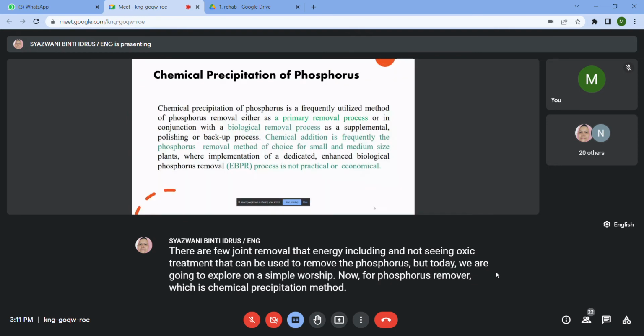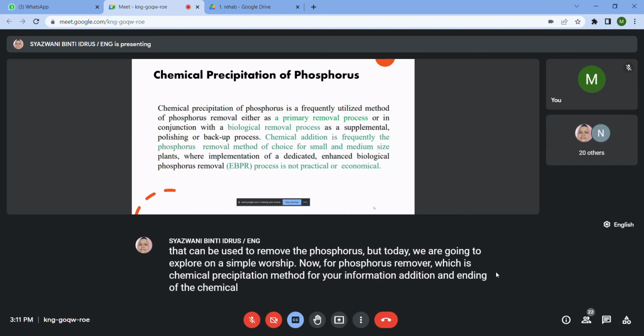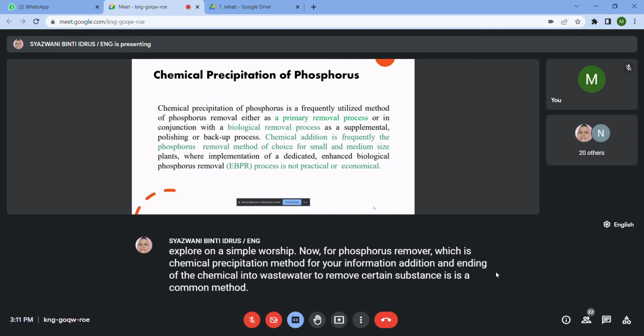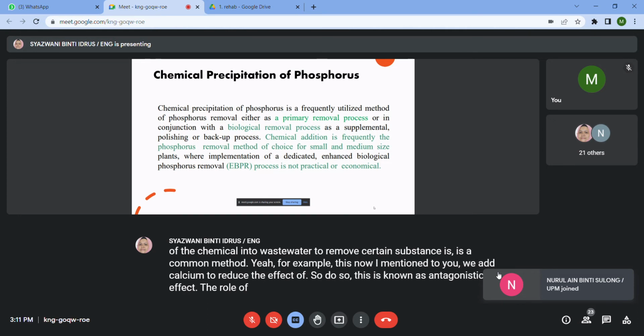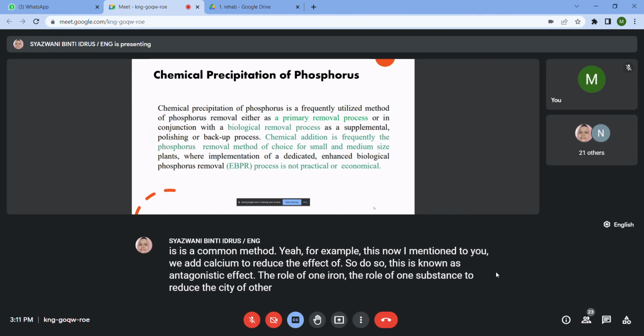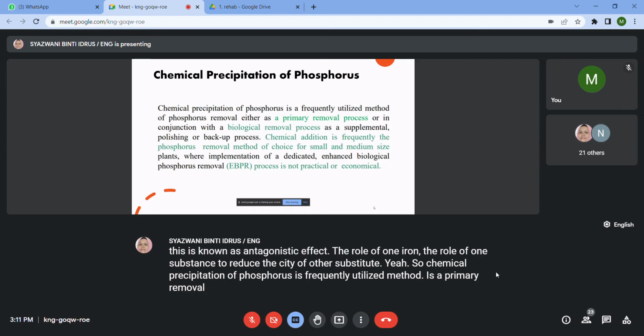For your information, adding chemicals into wastewater to remove certain substances is a common method. For example, just now I mentioned that we add calcium to reduce the effect of sodium. This is known as the antagonistic effect: the role of one ion, one substance, to reduce the toxicity of another substance. So chemical precipitation of phosphorus is a frequently utilized method, either as a primary removal process or combined with the biological removal process.